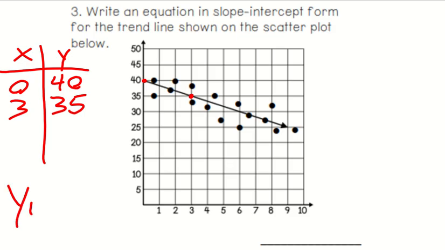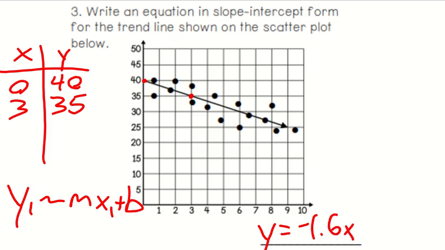So now we use our y1 squiggle mx1 plus b, and we can get the equation. So who can tell me, what is it? So we got y equals negative 1.6x plus 40. Okay? That's not so bad, is it? Everybody see how we did that? We picked 2 points on that line, didn't we? We put them on the table, used Desmos to help us get that equation.